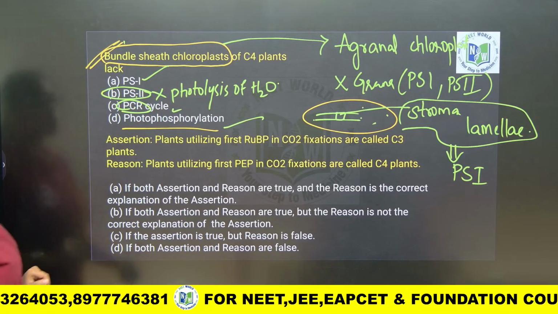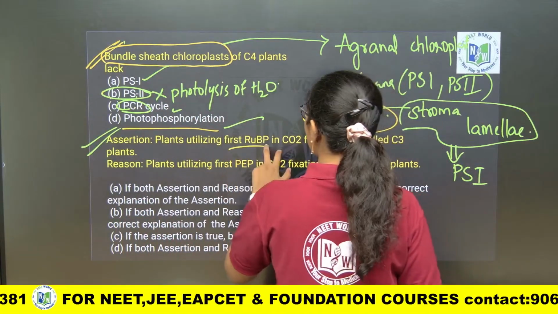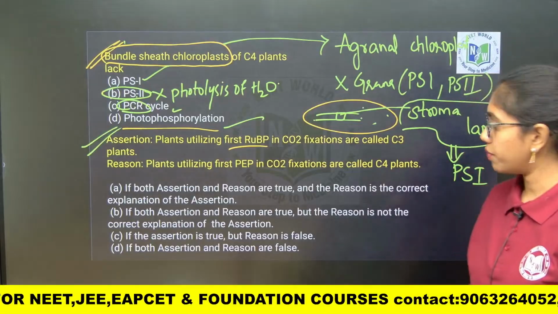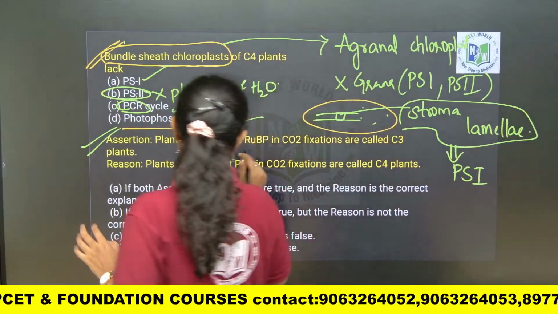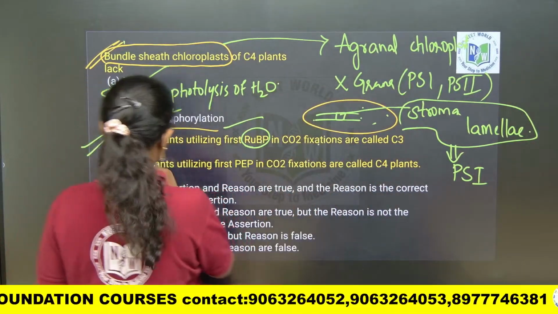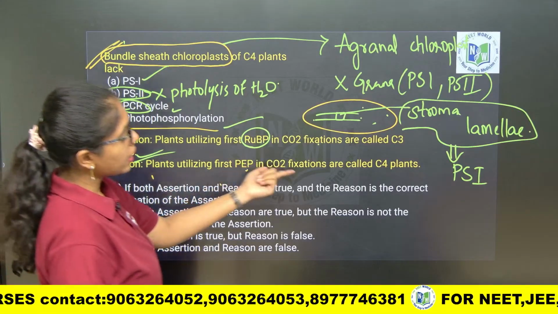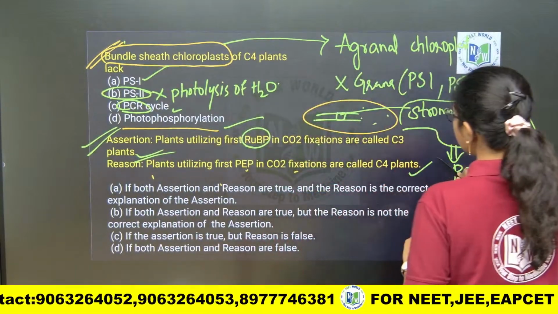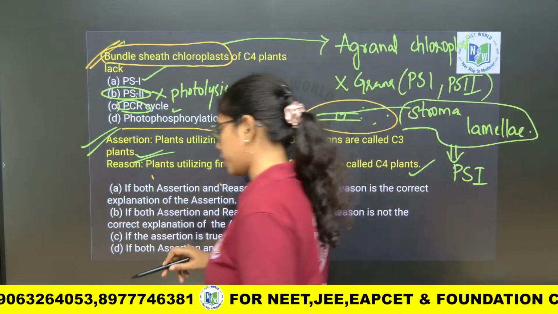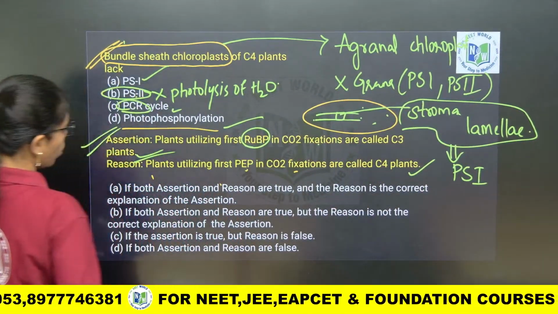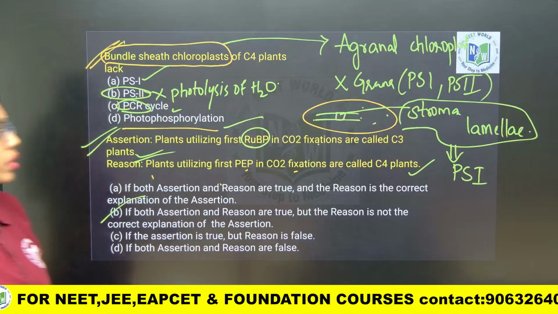Clear? Next question, an assertion and reason type of question. Plants utilizing first RuBP in carbon dioxide fixation are called C3 plants. True. Next, plants utilizing first PEP in carbon dioxide fixation are called C4 plants. Both the statements are correct, but in no way is the reason explaining the assertion. So in this case what option do we have to opt? A and R are true, but R is not the correct explanation of A. Next question.